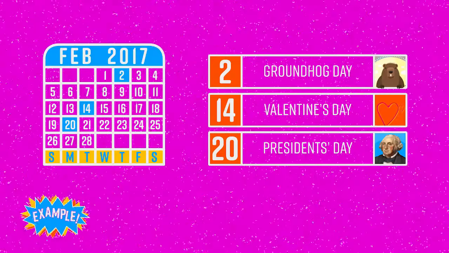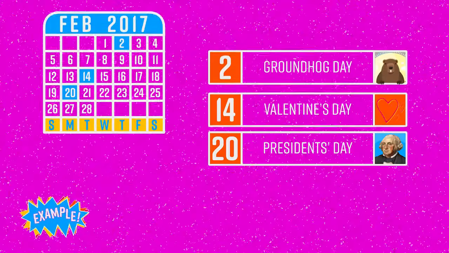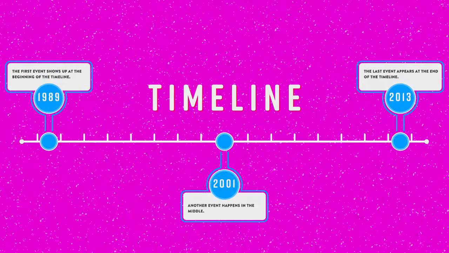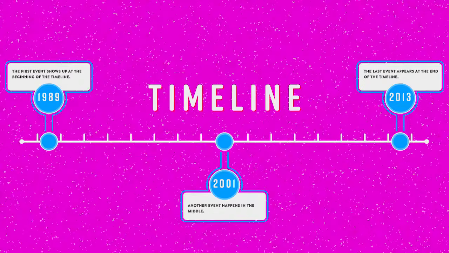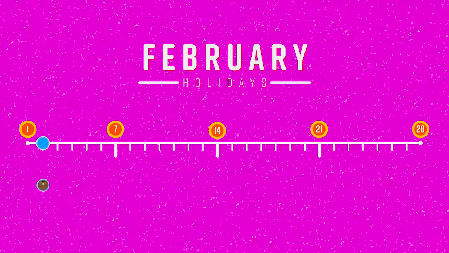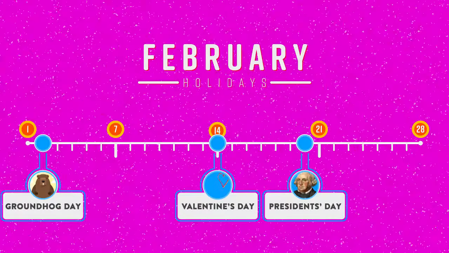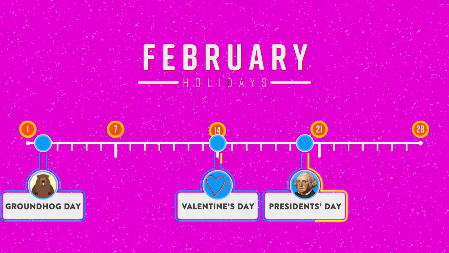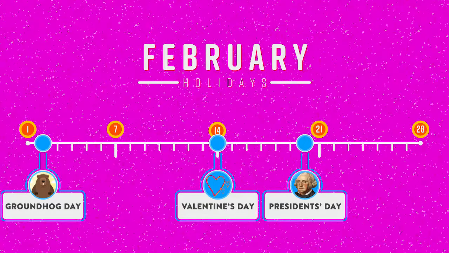A helpful way to visually organize chronological information is by making a timeline. A timeline shows events in the order in which they happened, by placing them on a horizontal or vertical line. This timeline shows the same holiday information in graphic form. It is easy to see what holiday comes first, second, and third when it is organized this way.